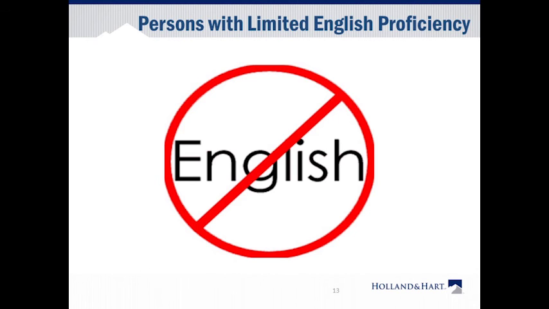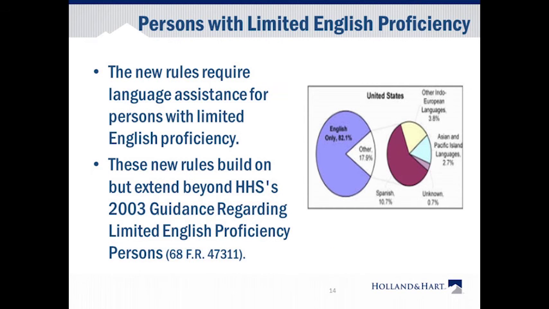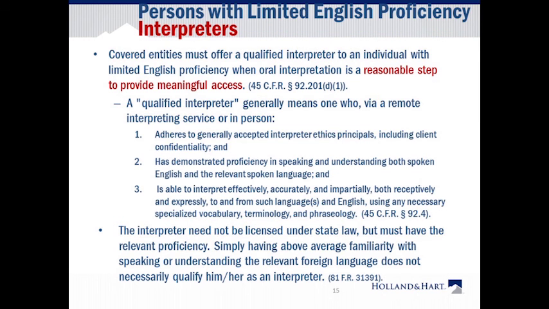Okay, let's talk about the two requirements under the LEP, or the Limited English Proficiency Non-Discrimination Rules. The first relates to interpreters. Covered entities must offer a qualified interpreter to an individual with limited English proficiency when oral interpretation is a reasonable step to provide meaningful access.